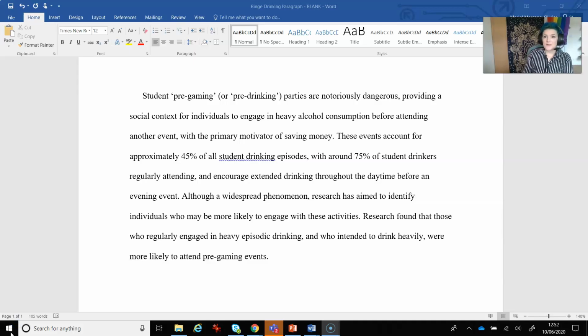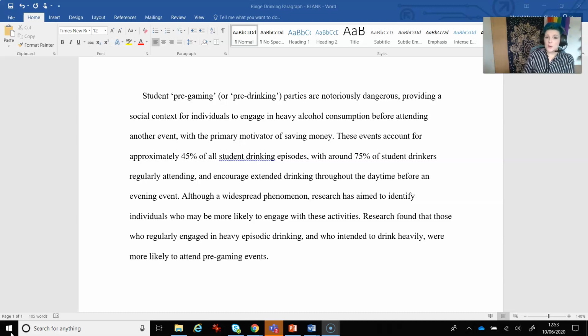This short paragraph discusses pre-drinking in the student population. Student pre-gaming or pre-drinking parties are notoriously dangerous, providing a social context for individuals to engage in heavy alcohol consumption before attending another event, with the primary motivator of saving money. These events account for approximately 45% of all student drinking episodes, with around 75% of student drinkers regularly attending, and encourage extended drinking throughout the daytime before an evening event.